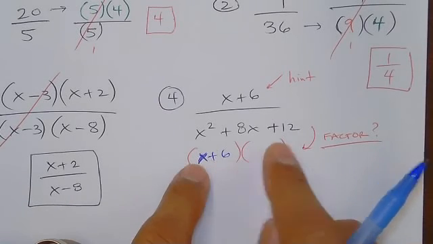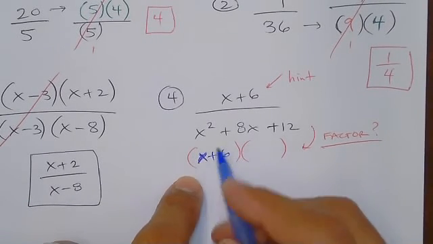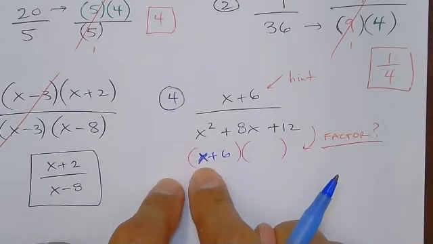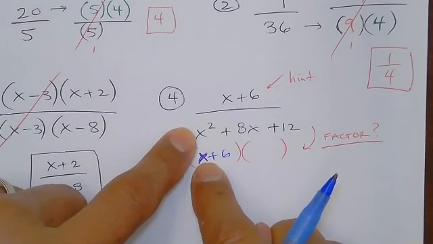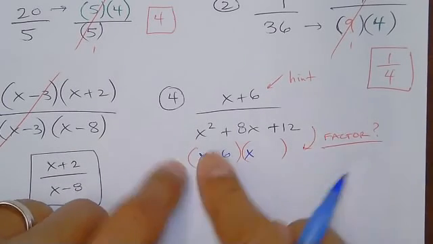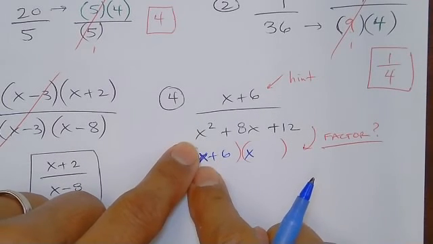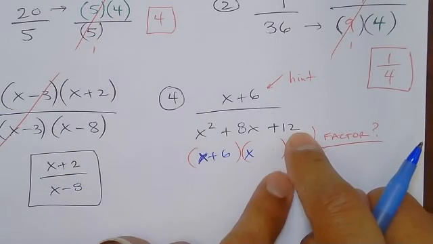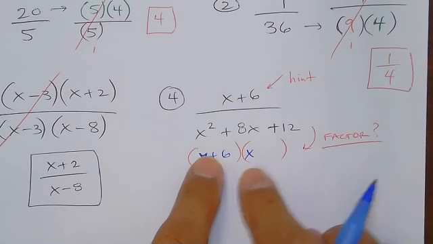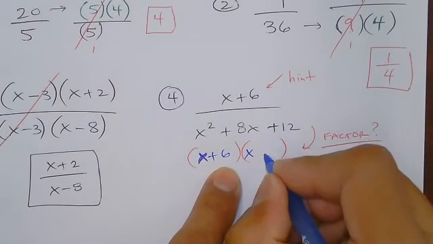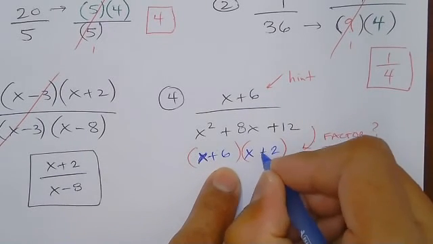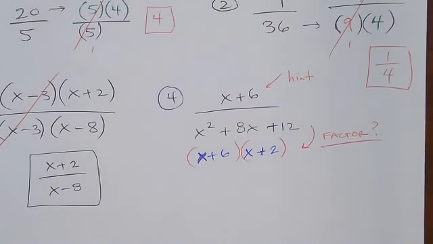So if this is x plus 6, now your question is, well, I look at the first term. X times what is x squared? Well, x times x to give me x squared. Now I look at the last term, that's a plus 12. That's a plus 6. What 6 times what gives you 12? Well, that's a positive 12. It has to be a positive 2.